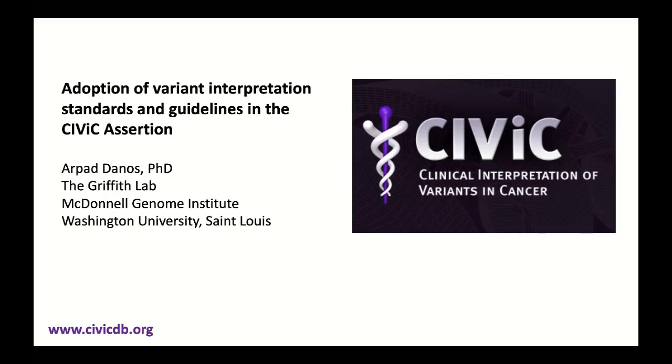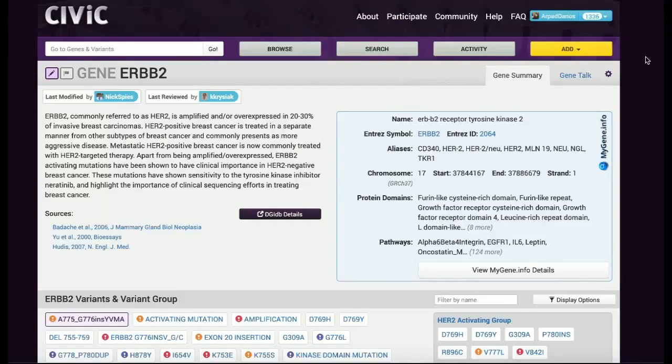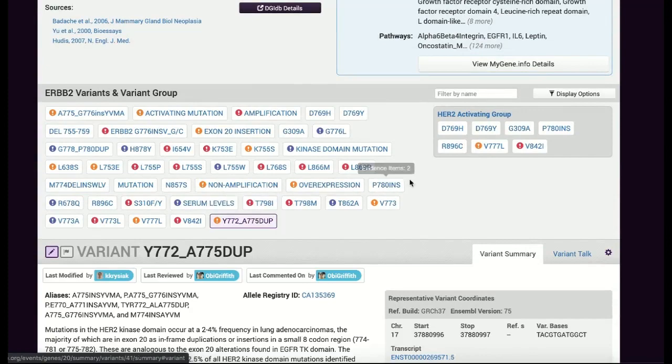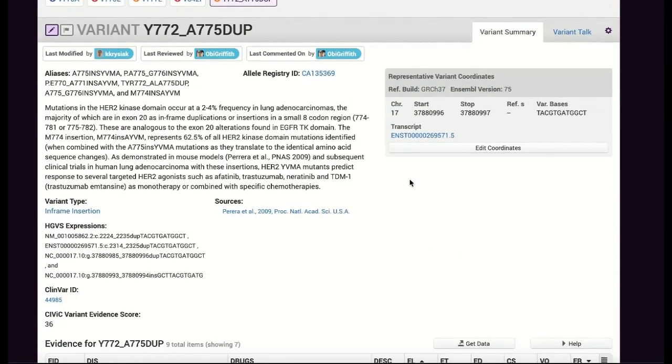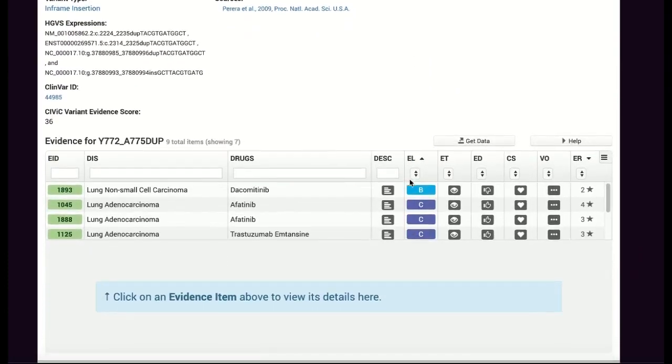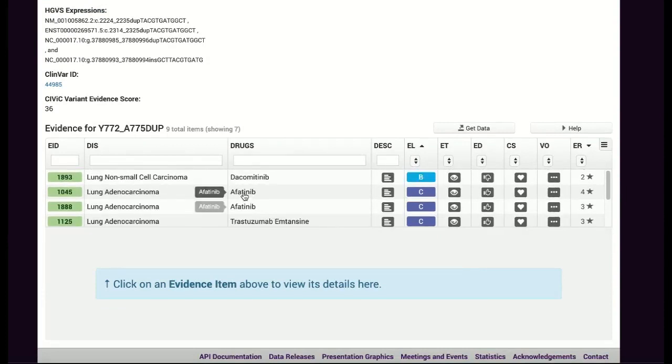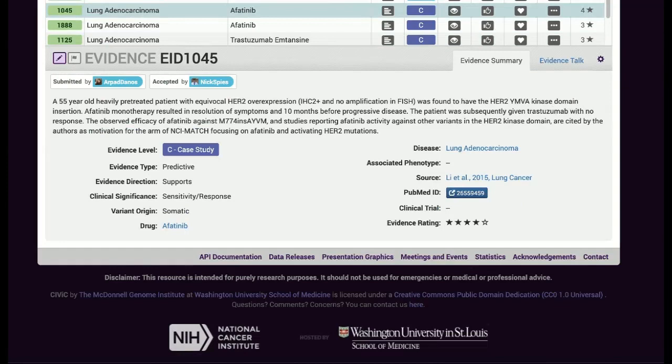This talk will briefly cover the adoption of variant interpretation standards and guidelines into the CIViC data model via the CIViC assertion. A gene is associated to multiple variants. Choosing one brings up information specific to that variant, and below that, evidence items specific for the variant are listed. Selecting one of these brings up the evidence item.